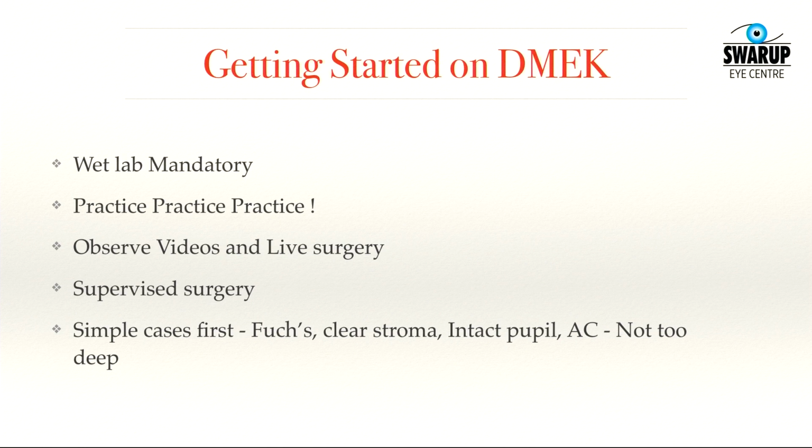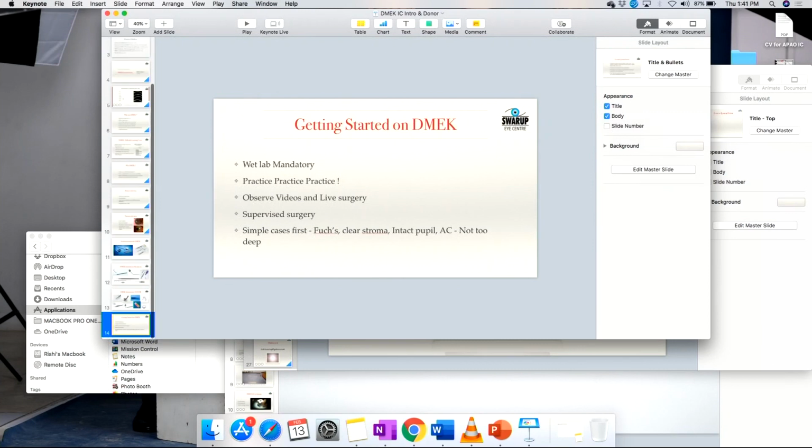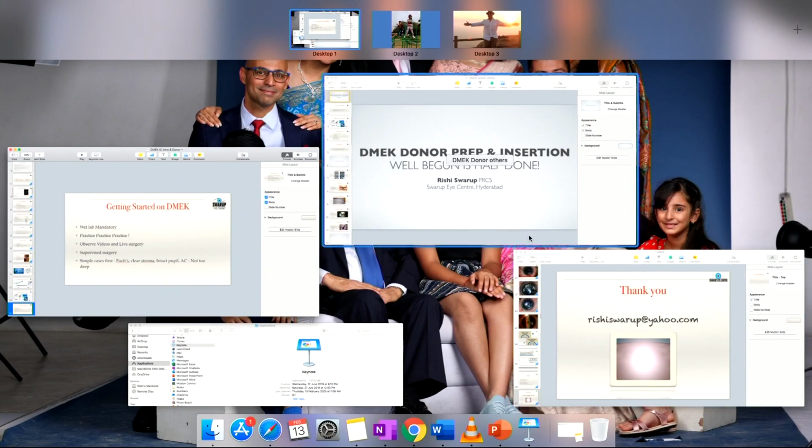So when one is getting started on DMEK, it's important to go for wet lab. You may be able to do many corneal surgeries without really doing a wet lab practice, but this is one surgery which you cannot do without a wet lab practice. So practice, practice, practice, both the recipient steps as well as the donor steps. It's important to observe videos and live surgery online and see an experienced surgeon operating DMEK. Ideally, you should see some complications being managed. And for the initial few surgeries, it's always a good idea if it can be supervised. Go for the simplest cases first, like Fuchs, clear stroma, intact pupil, AC not too deep, and then you can get started. So that's just a quick introduction, and then I'll give an overview of the DMEK procedure.